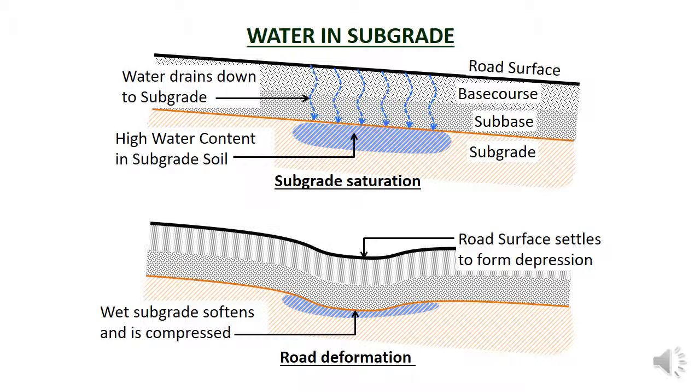We design the road so the subgrade has a water content that allows it to maintain the design bearing capacity. However, if the water content does increase too much, then there is a risk that the bearing capacity decreases below the required strength. This results in the subgrade being unable to support the road loadings, and it compresses, as shown in this bottom diagram.